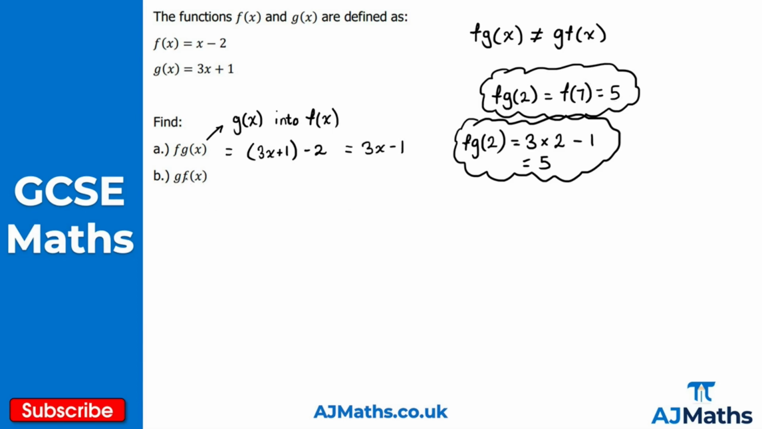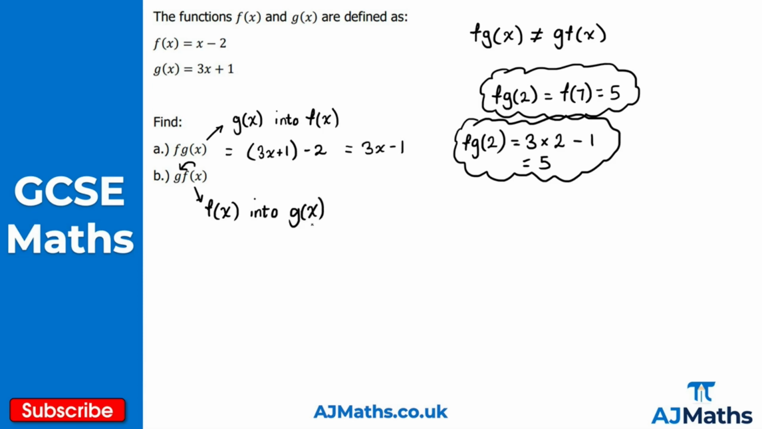For part B, then, we're finding g of f of x. So again, we read from right to left now, so we go backwards. So what we're saying here is f of x goes into g. So f of x goes into g. So the way we read this is f of x into g of x.